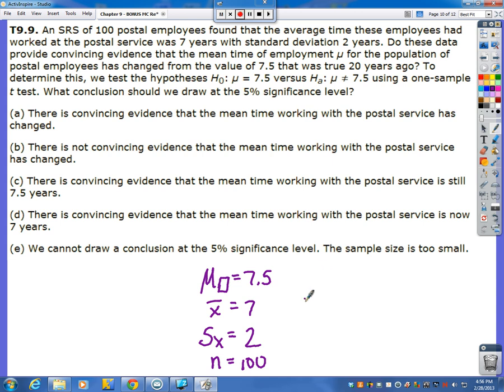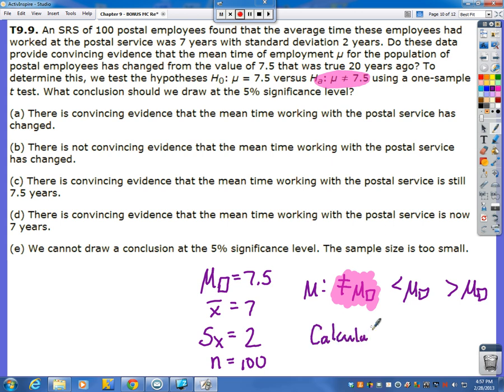And then below that, it says mu, and then not equal to mu naught, less than mu naught, greater than mu naught. We just need to select the appropriate alternate hypothesis, and it was not equal to, so just make sure that this option is highlighted. And then select calculate, press enter, and all of a sudden it will say t-test, mu greater than, why did it say greater than?